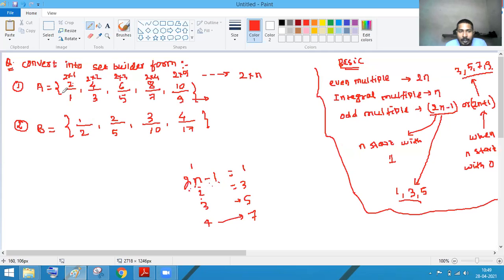7. Means if you put n equal to 1 then you will get 1 in this. If you put n equal to 2 in this, you will get 3. Means can we say that this sequence is matching with this sequence? Yes or no? Yes, sir. There are other methods also to identify this.